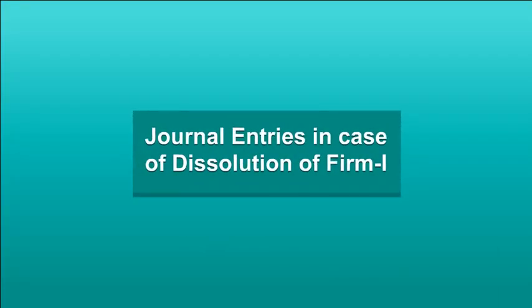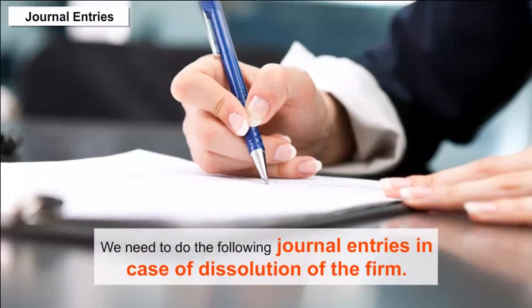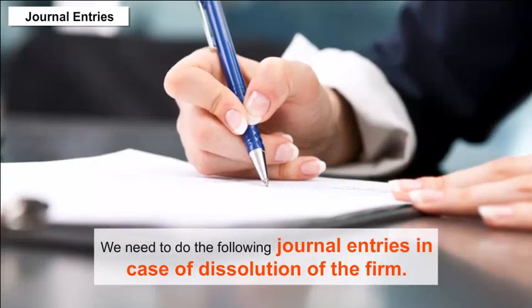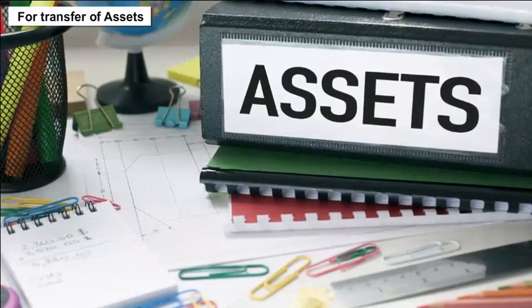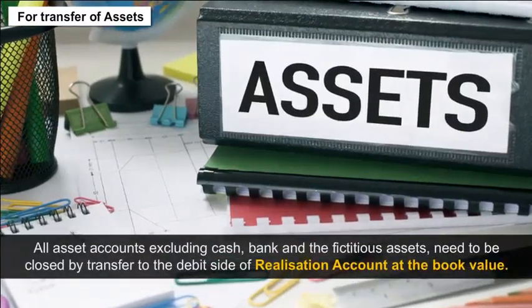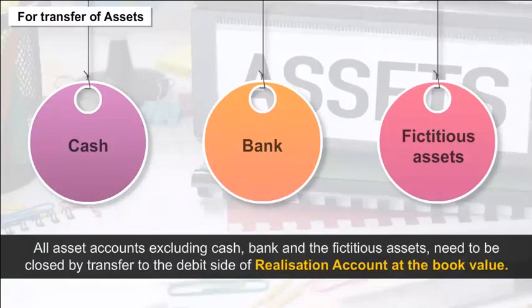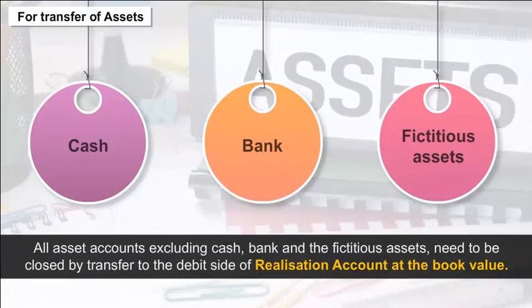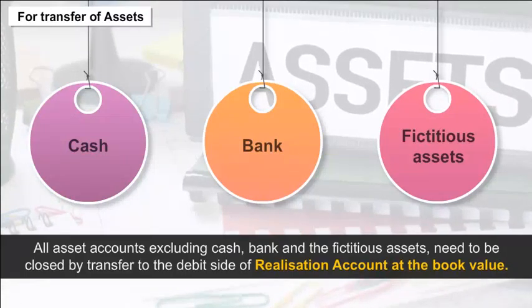Journal entries in case of dissolution of firm 1. Journal entries. We need to do the following journal entries in case of dissolution of the firm. For transfer of assets, all asset accounts excluding cash, bank and the fictitious assets need to be closed by transfer to the debit side of the realization account at the book value.